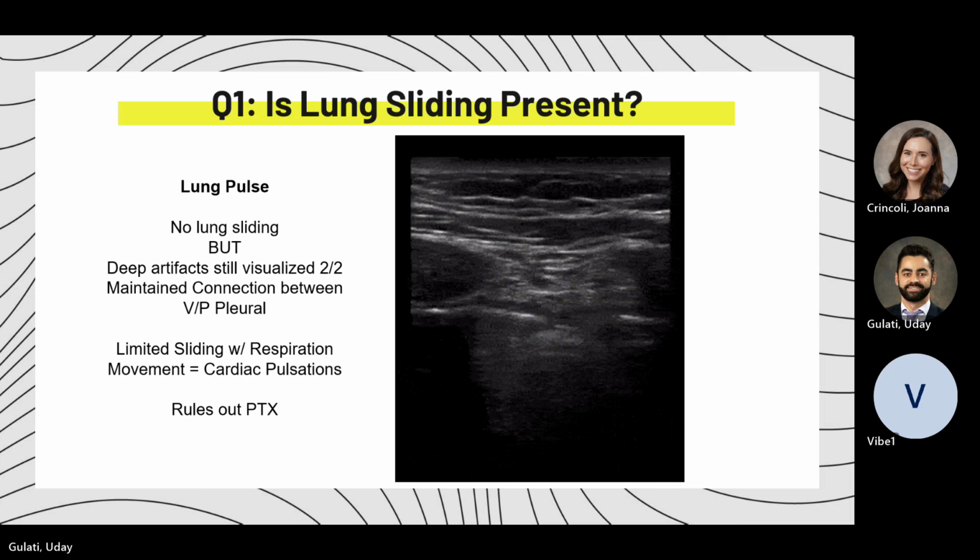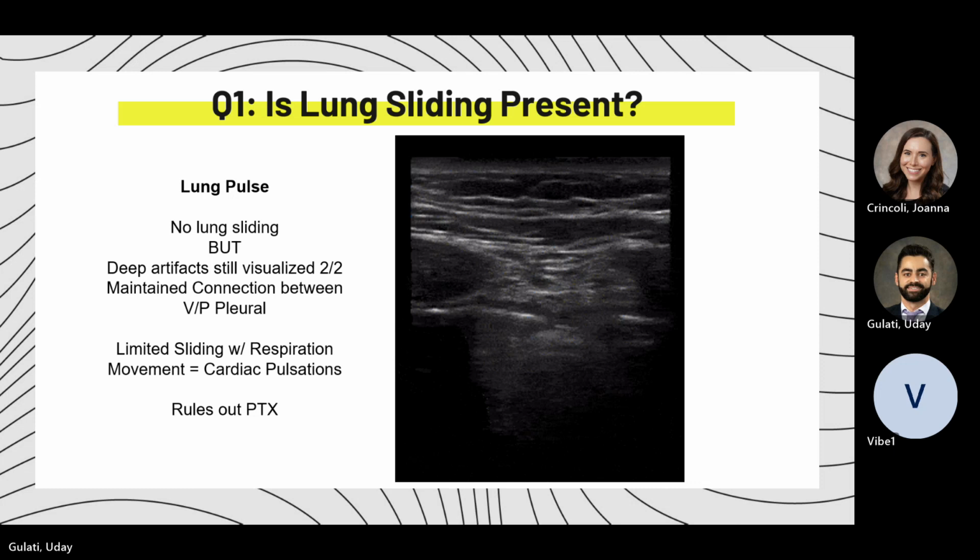And so another one to know is a lung pulse, which can also help you rule it out. This is a concept that can be kind of tricky, took me a while to understand. In this picture, you're seeing no lung sliding, right? You're not seeing that ants in a log pattern. You put the M mode on here, you're not seeing movement, but then you see all this movement over here, right? So you're seeing deeper artifacts under the pleura.